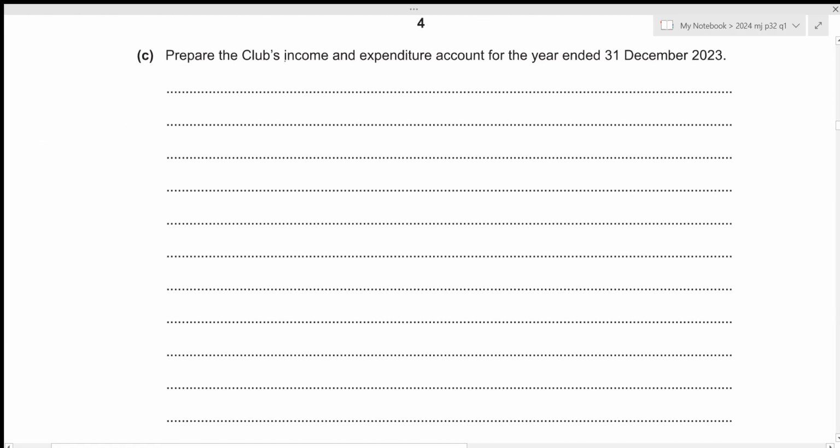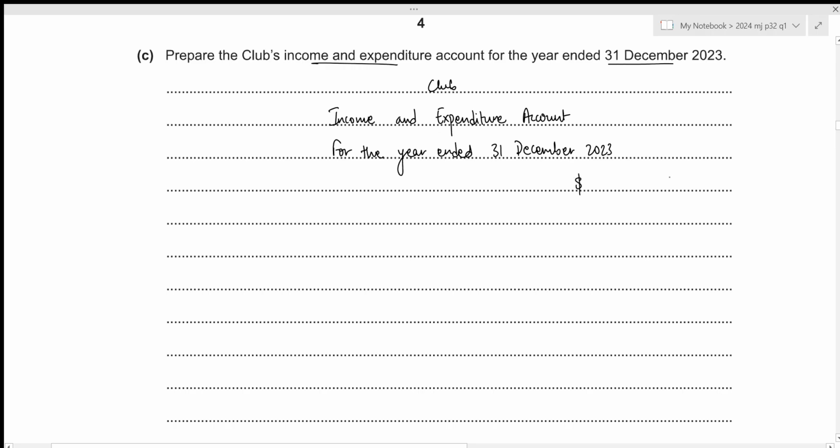We now need to prepare the club's income and expenditure account for the year ended 31st December 2023. Okay, so we have the club, we're preparing the income and expenditure account. And this is for the year ended 31st December 2023. And we will always start with the income section.